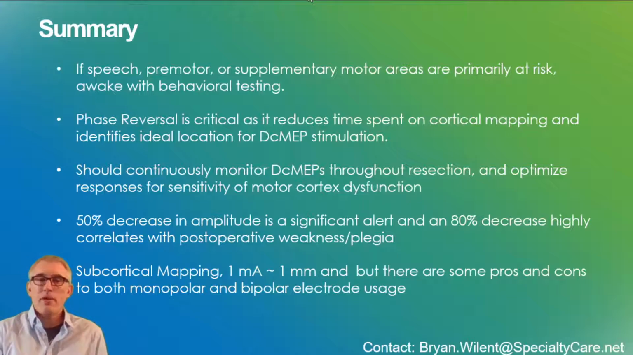For subcortical mapping, there's a pretty good relationship of 1 millimeter to 1 milliamp from a threshold to distance relationship. But there are some pros and cons to both monopolar and bipolar electrode usage, and it's not a strict 1 millimeter. If the threshold is 10 milliamps, it's probably between 7 to 13 millimeters away, approximately.